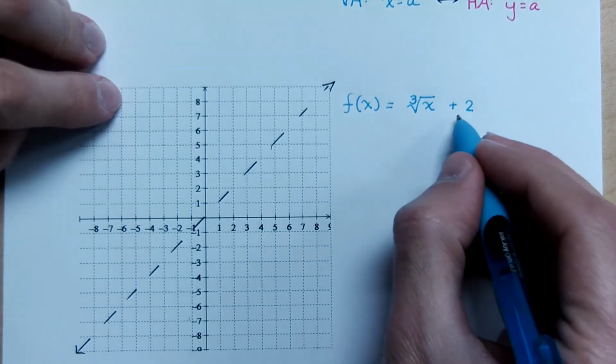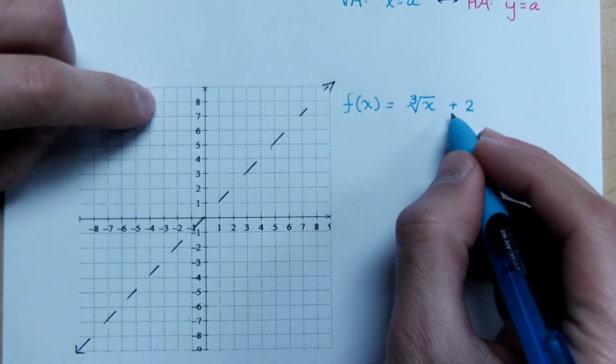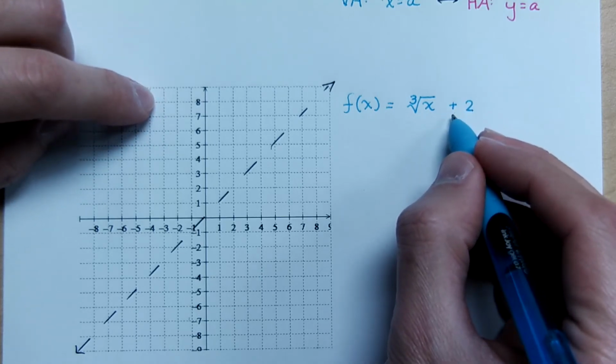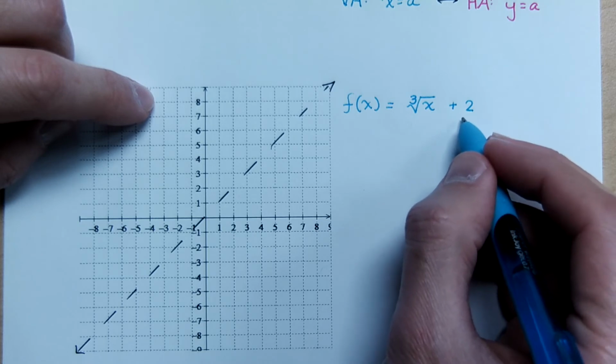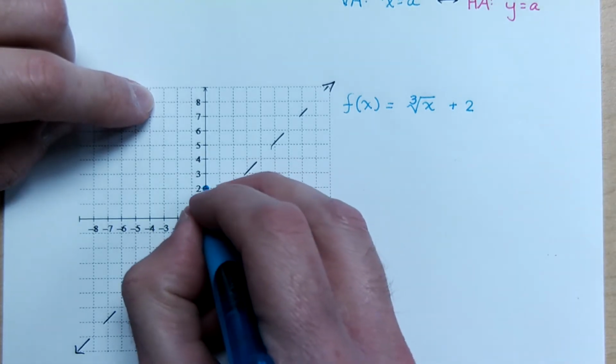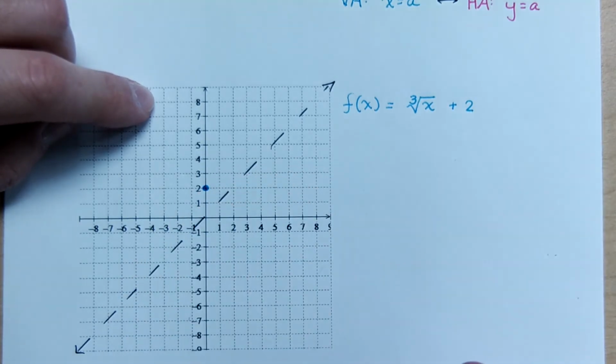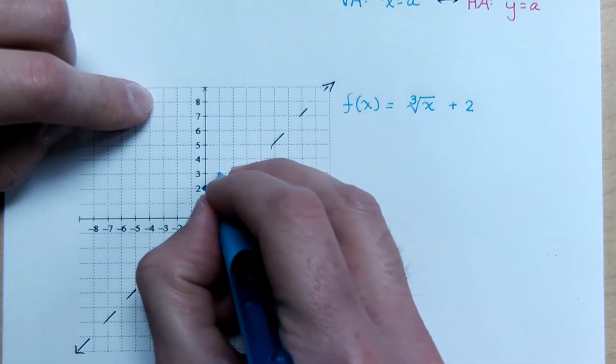Now, how have you shifted that snake guy? What does the plus 2 mean? Up 2. It means up 2. So I'm going to start here, and then I'm going to put my nice key points I would have had for the cube root function, which means I would have 1 gives me 1.